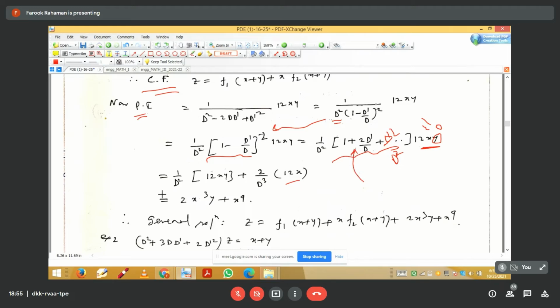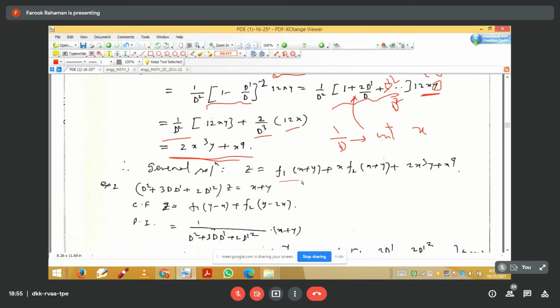Now 1 by d square, and this is 2 by d square. 1 by d means integration with respect to x. So 1 by d square means integration with respect to x twice. What is the meaning of 1 by d cube? That means integration with respect to x thrice. So one can easily find the solution like this. So this is our PI. The ultimate solution is this CF plus this PI, so this gives the general solution. It's very easy.